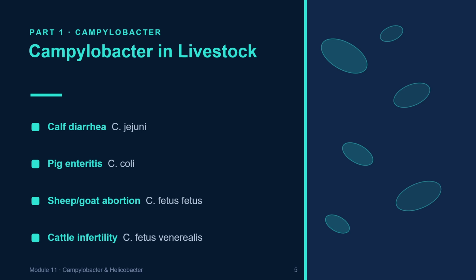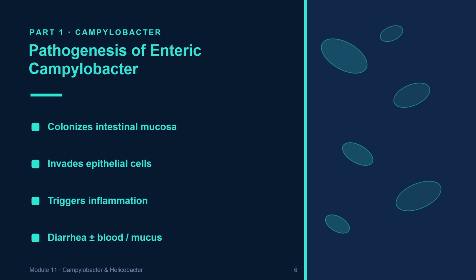In livestock, Campylobacter species cause a range of diseases. Calves may develop diarrhea from C. jejuni. Pigs commonly carry C. coli, which can cause enteritis. Sheep and goats experience abortion storms from C. fetus. Cattle can develop infertility and early embryonic loss from C. fetus venerealis, which colonizes the reproductive tract and spreads during breeding.